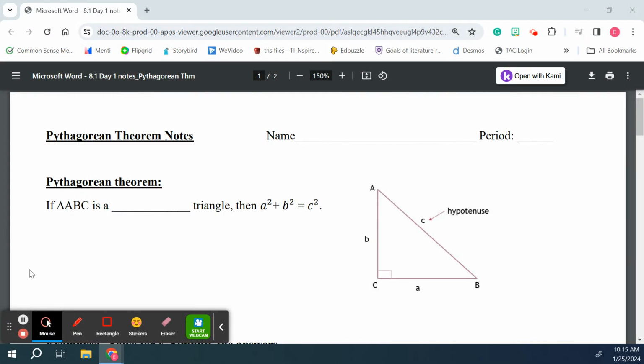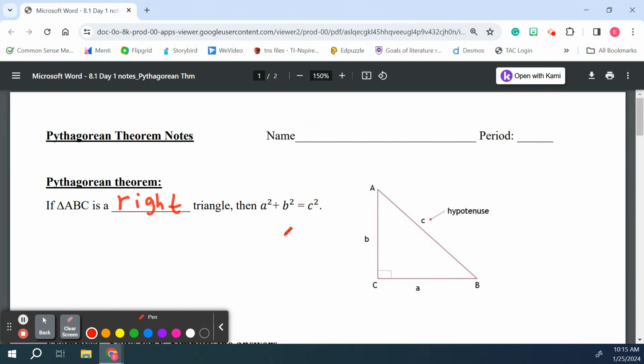Pythagorean theorem: if triangle ABC is a right triangle, then a squared plus b squared equals c squared in this case.